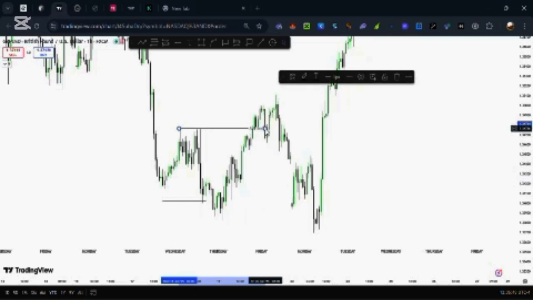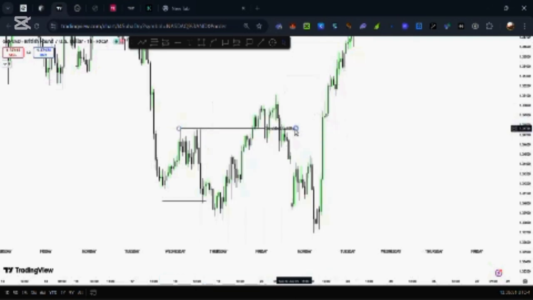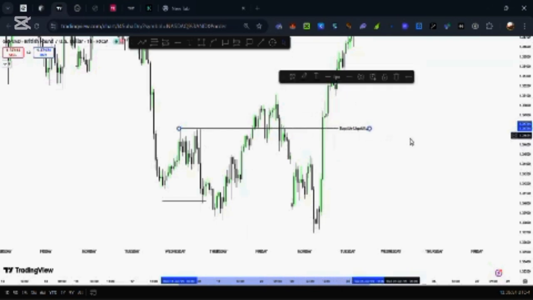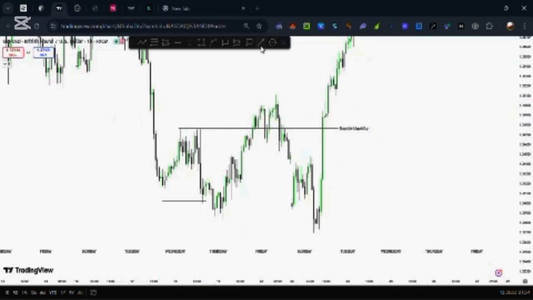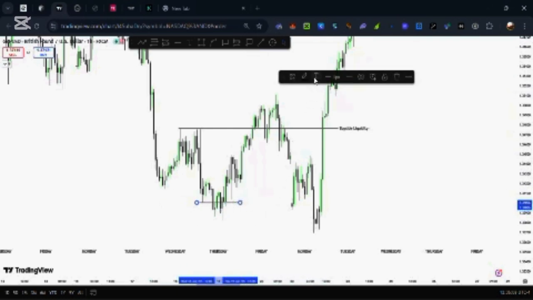Yeah, so buy side liquidity. I don't know why it's not showing. Maybe it's the network or so. So let's just see why it's not showing. All right, it should be showing now. Let me extend that so it becomes visible. And yeah, so it's visible right now.